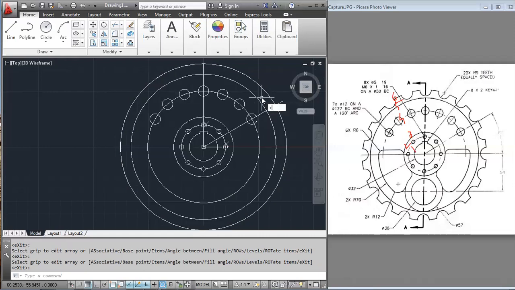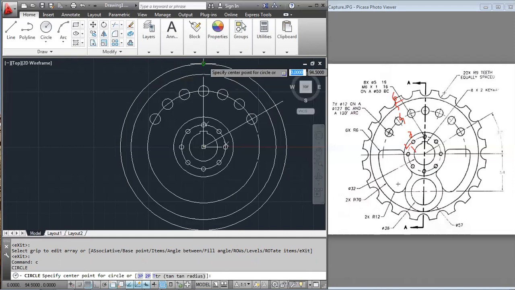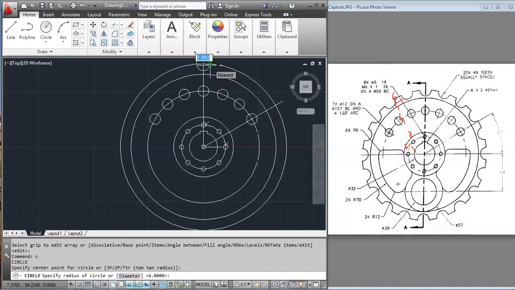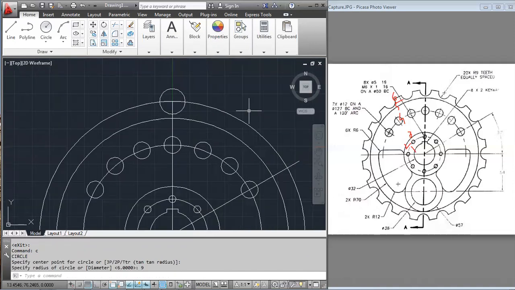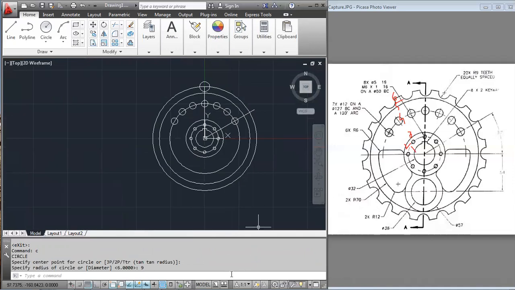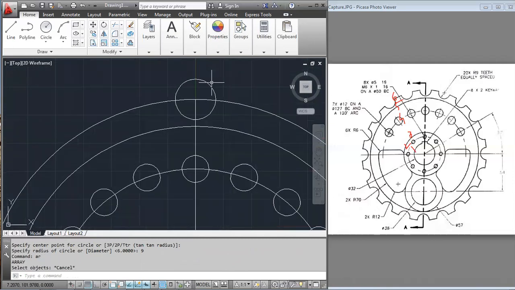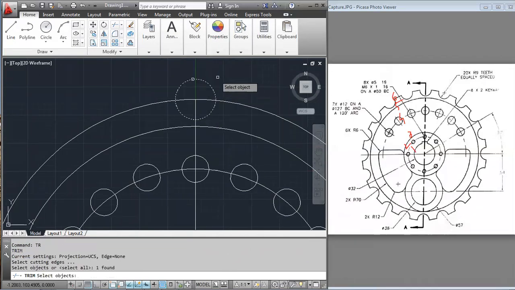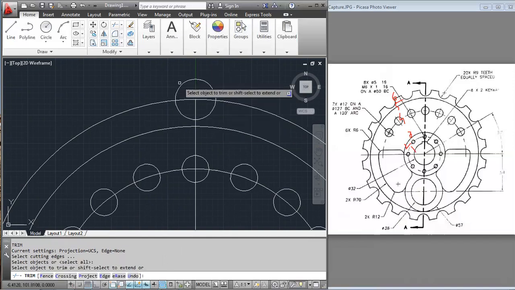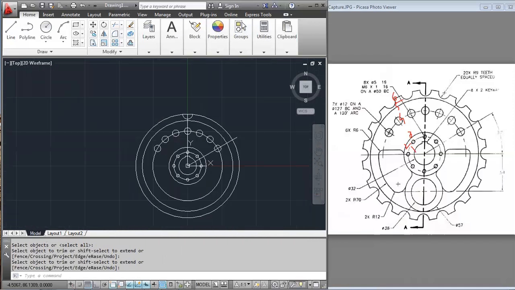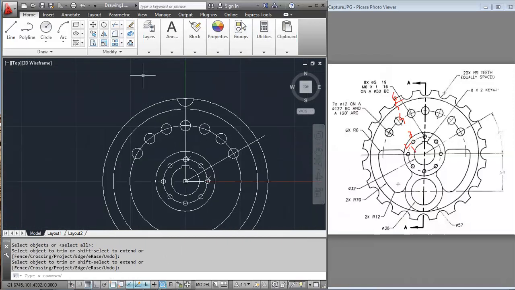So again, I can go for a circle. See, the circle should be over here, and the radius should be what? This is 9, right? 9, enter. So how many circles should be there? There should be 20 circles. Again, array. Okay, or I can just go like this. I can just trim it first. Trim this much first. And then I can go like this. In this way, I don't have to trim all of them, right? Now I can go like this.